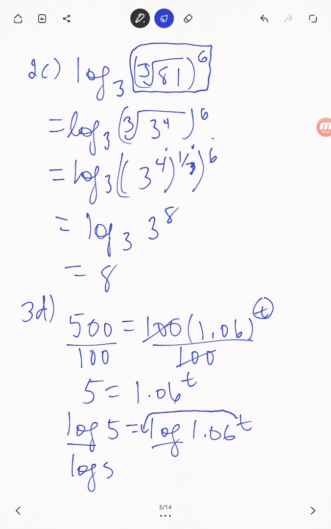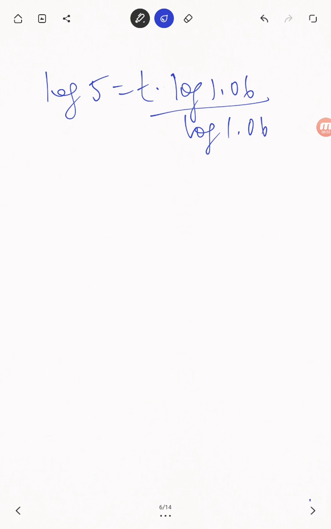So I have log 5 equals t times log 1.06. Going on to the next page, I just rewrite that. Log 5 equals t times log of 1.06. And to isolate t, I just need to divide both sides by log of 1.06. If you needed an exact answer, you would leave it like that. Since it says to 2 decimal places, you just put that into your calculator.